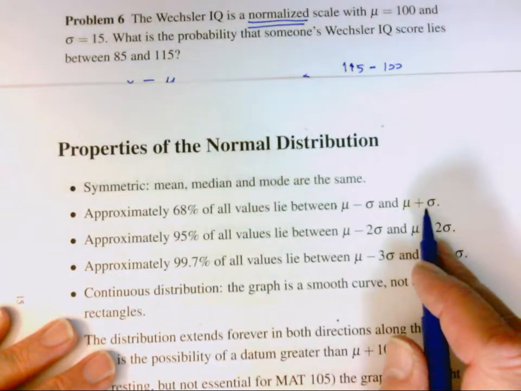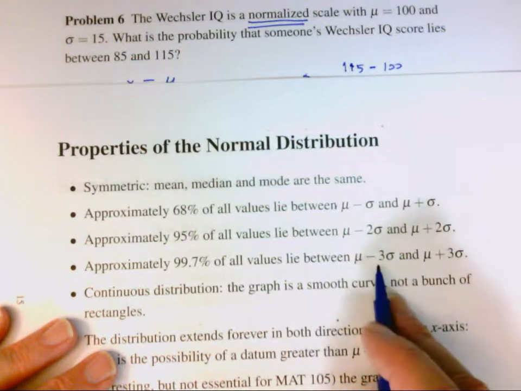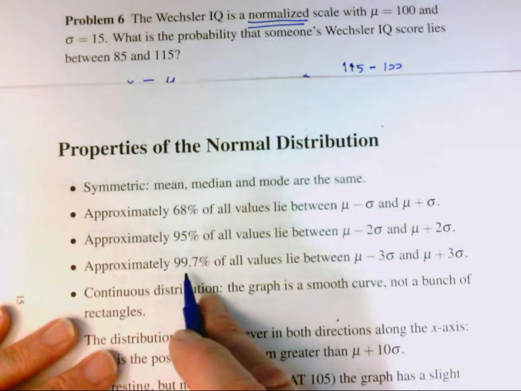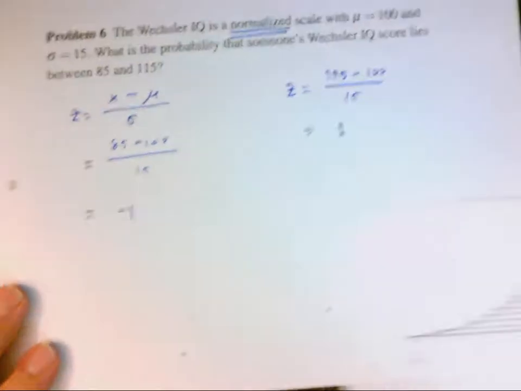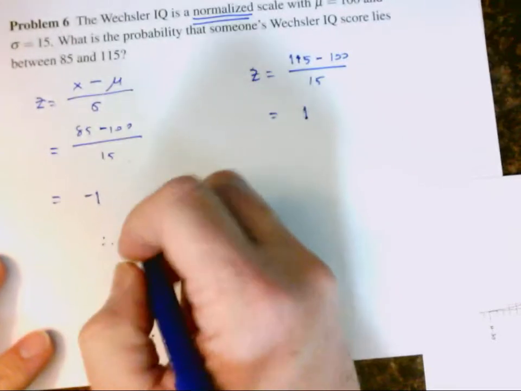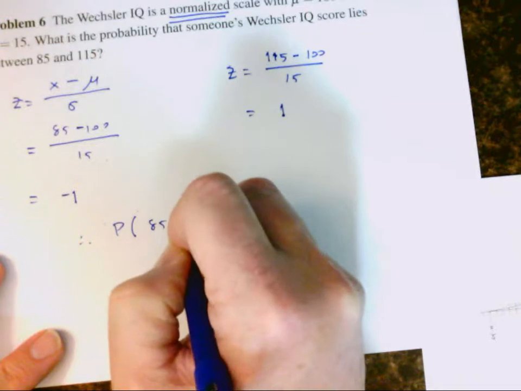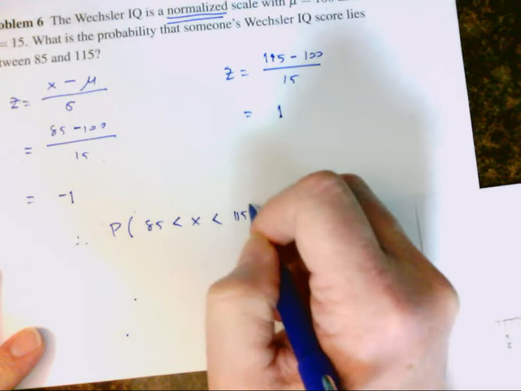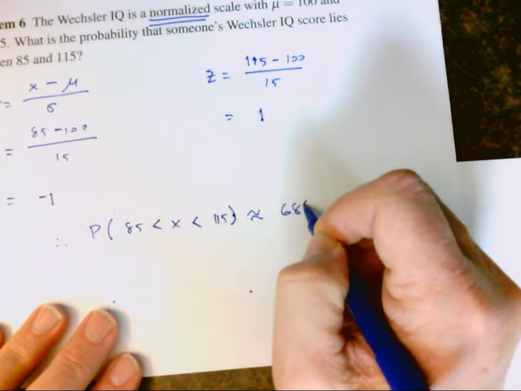So watch out on tests and homework. Sometimes they give you things where the standard deviations work out nicely and symmetrically about the mean, and you can just use these 68, 95, 99.7 values. So there's no real calculation needed there. So therefore, we can say the probability that x is less than 115 and greater than 85 is approximately 68%.